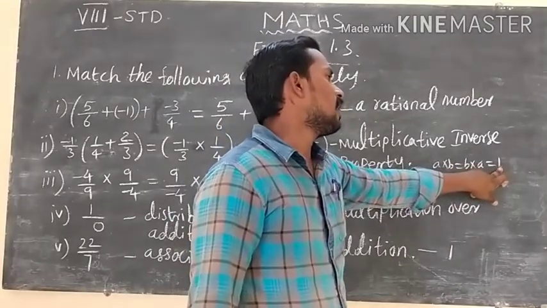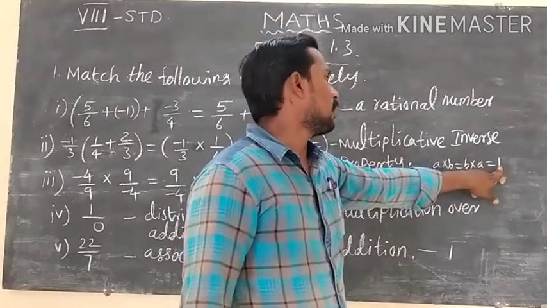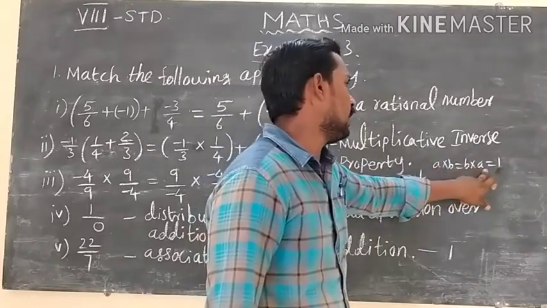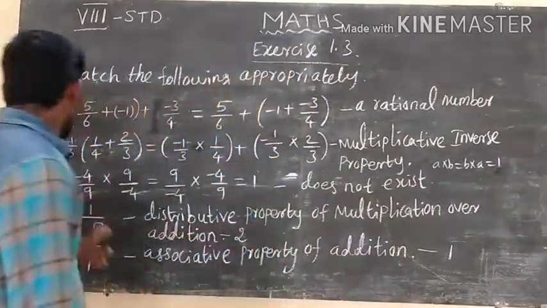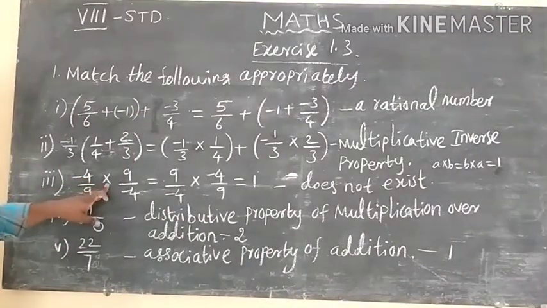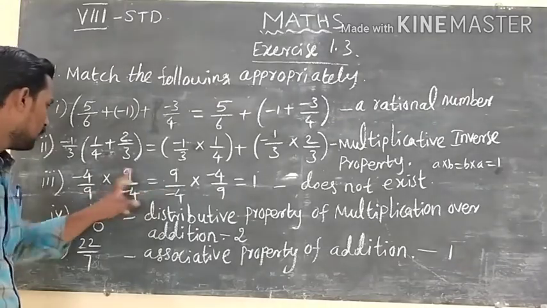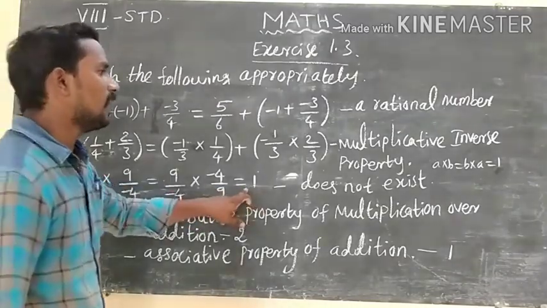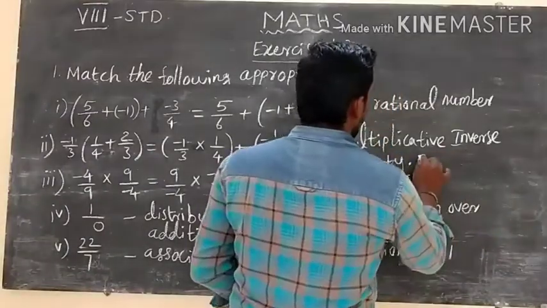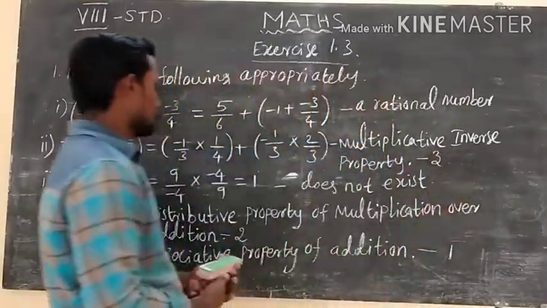The inverse is the identity element. Okay. Multiplication identity is 1. A into B equal to B into A equal to 1. Okay. This is considered A, this is B, A into B equal to B into A equal to 1. This is multiplicative inverse property. So this is for third.